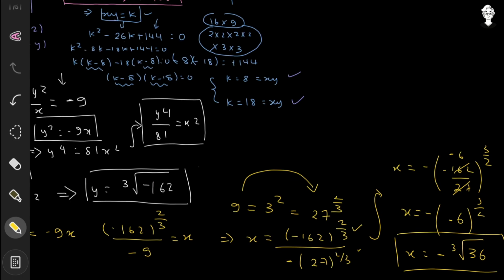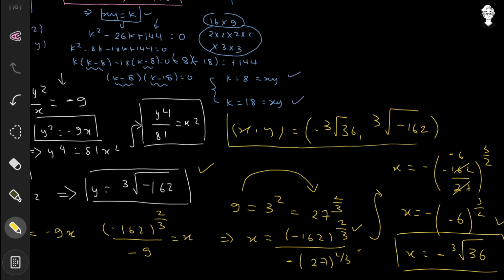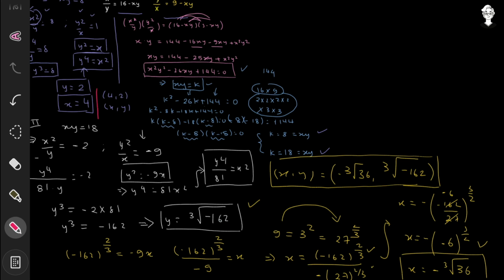So for y equals to cube root of negative 162, that is a real number. X is going to be equals to negative cube root of 36, that is also a real number. So here we have got a second set of solution, that is x comma y is equals to negative cube root of 36 comma cube root of negative 162. So this is the second set of solution, and the first set of solution was 4 comma 2. Here is the first set of solution that we have obtained from case 1, that is 4 comma 2, and here we have the second set of solution, that is negative cube root of 36 comma cube root of negative 162, and these are the answers that we were looking for.